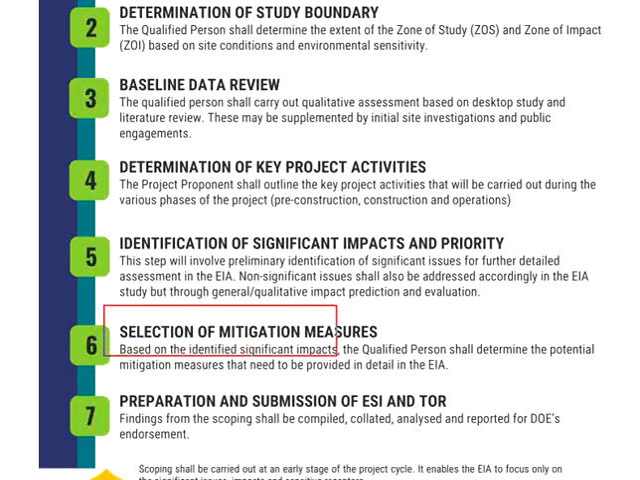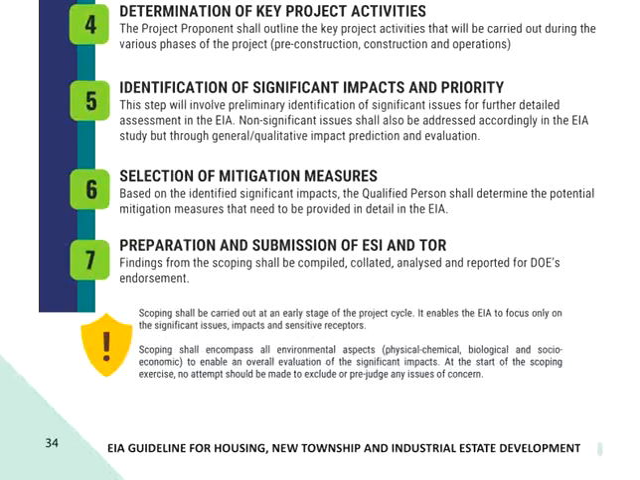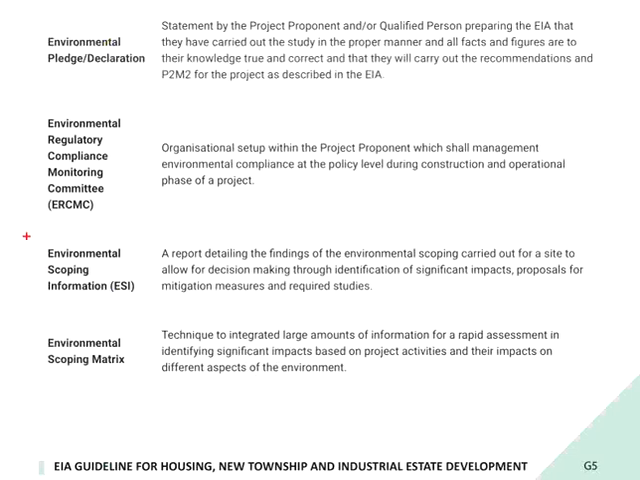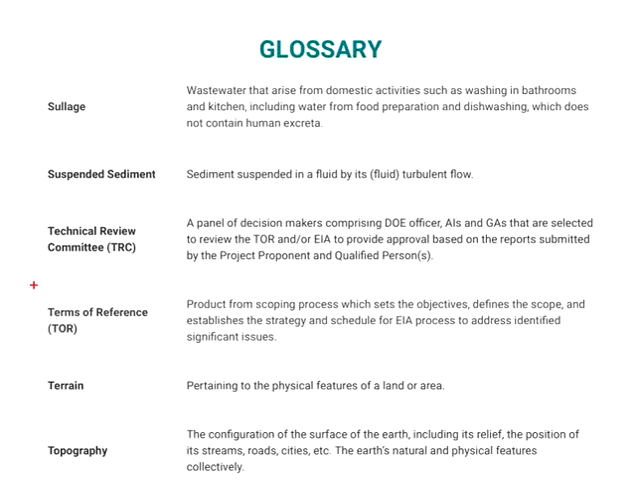Next is the selection of mitigation measures. Based on the significant impacts identified earlier on, the qualified person should determine the potential mitigation measures needed to be provided in detail in the EIA. And then, preparation and submission of ESI and TOR. ESI stands for Environmental Scoping Information. TOR stands for Terms of Reference.